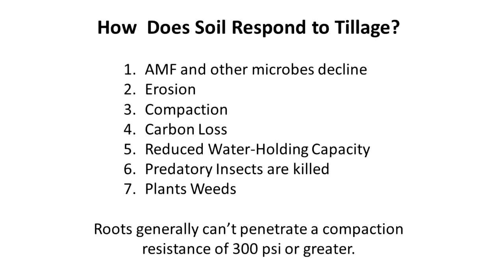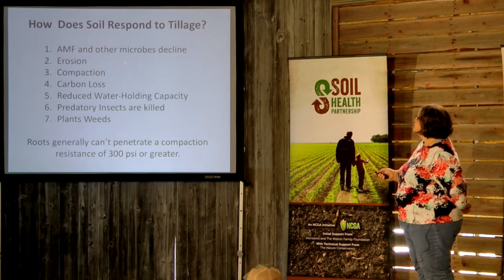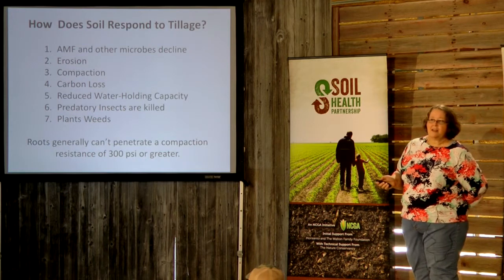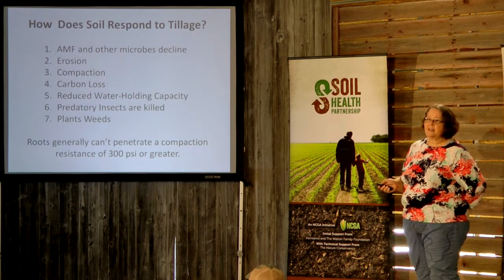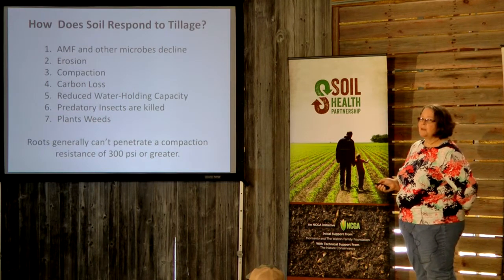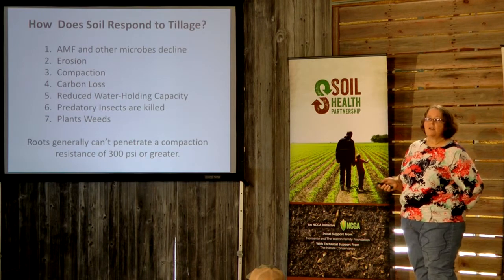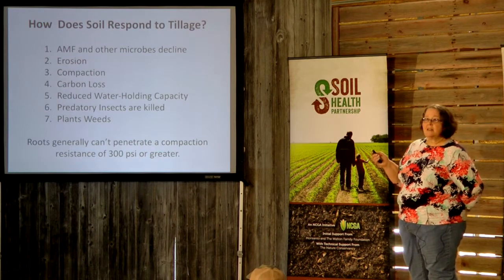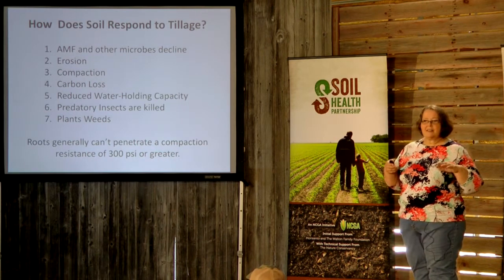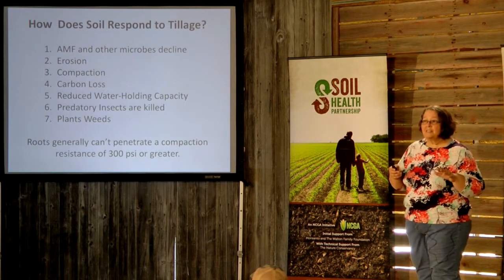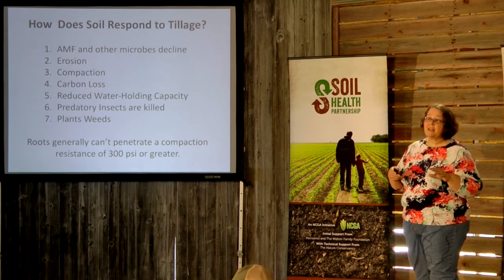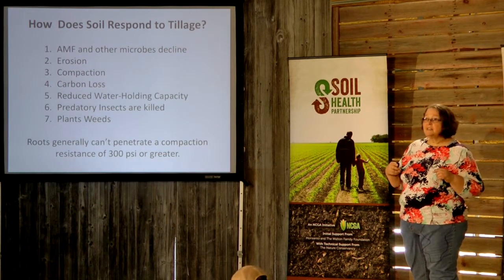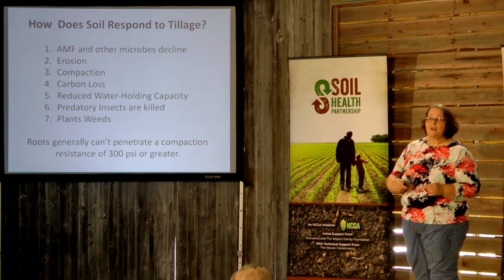So how does soil respond to tillage? Well, your AMF and other microbes decline. When your AMF decline, all your other microbes tend to decline. All your other beneficials, fungi and bacteria, decline with them. They no longer have those hyphae. They no longer have the protection. They're no longer getting as much sugar because the plant actually shunts, think about this, up to 30% of all their carbohydrates directly to their AMF.